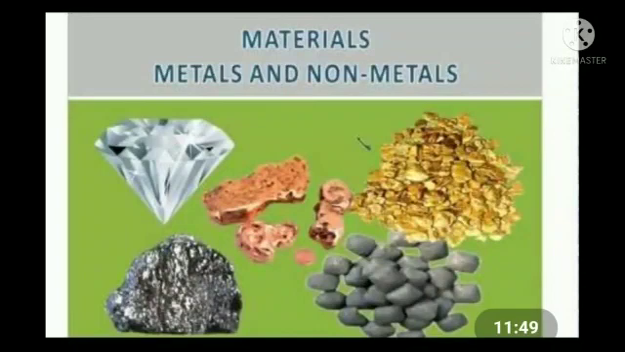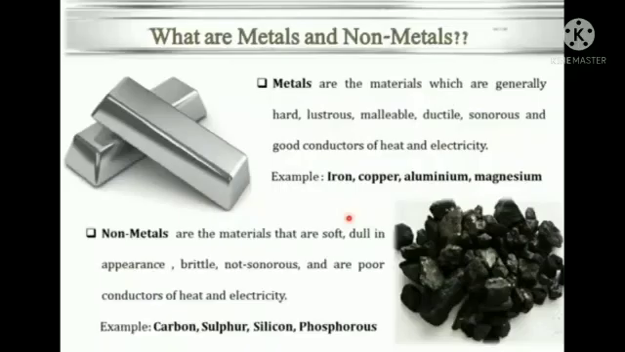Today in this video, we will study a topic: materials, metals and non-metals. So what are metals and non-metals? Metals are the materials which are generally hard, lustrous, malleable, ductile, sonorous and good conductors of heat and electricity. Example, iron, copper, aluminium and magnesium.